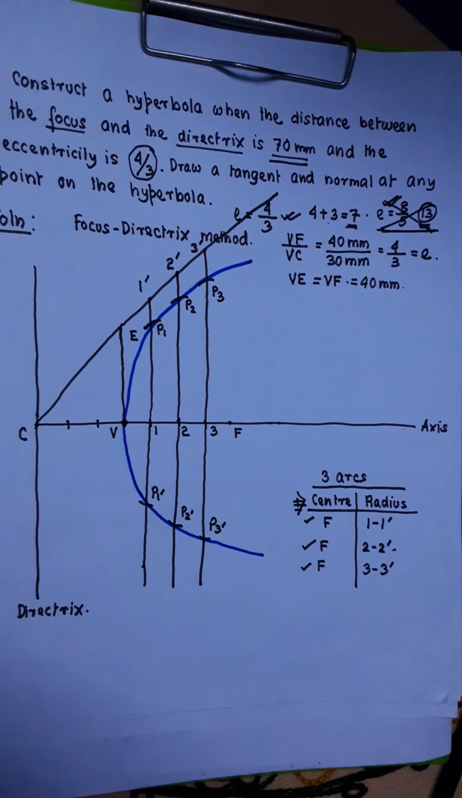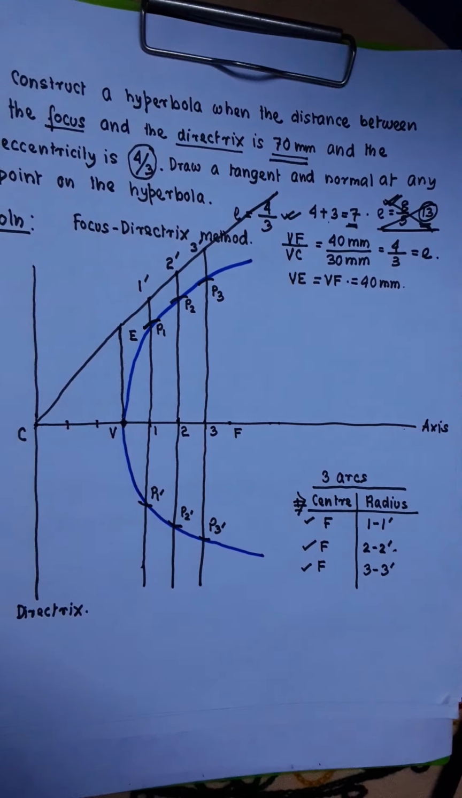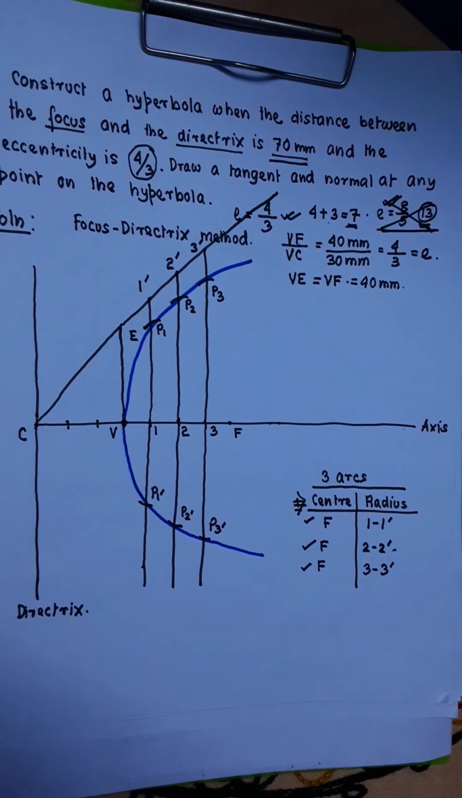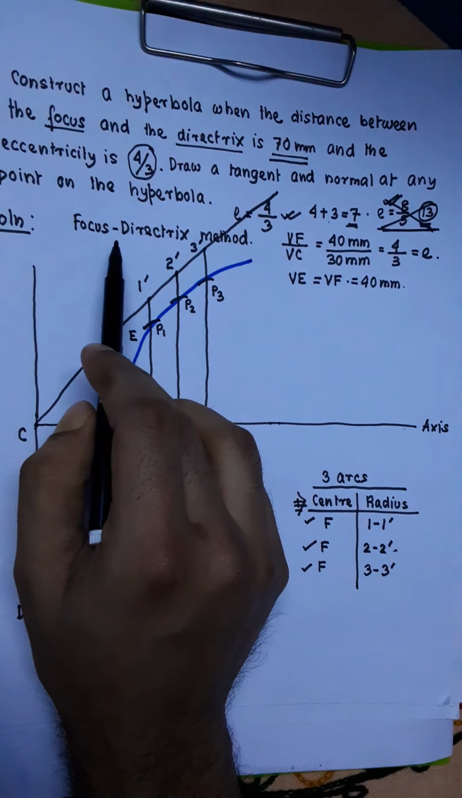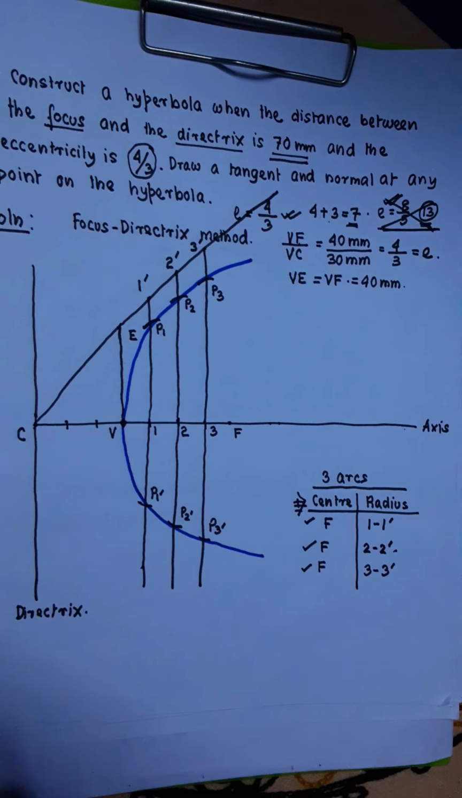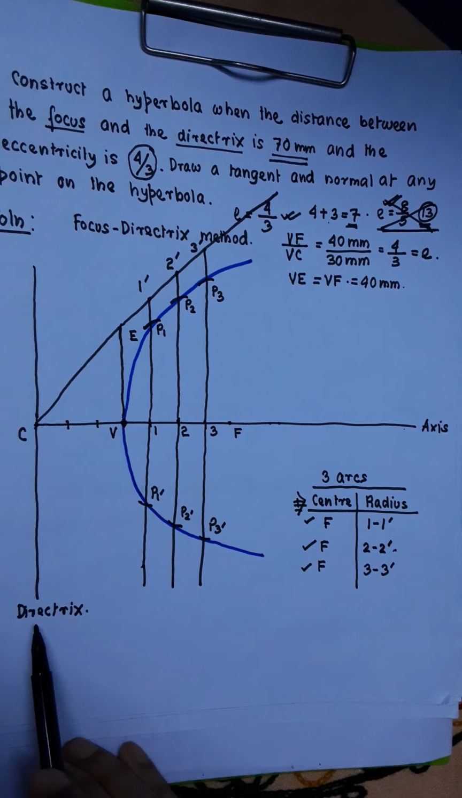Okay, so I am again repeating the different steps which were followed to construct this hyperbola by the focus directrix method. Then I will solve the second part of the question where you have to draw a tangent and normal at a chosen point on the hyperbola. So that part I am coming a bit later. Before that, let me summarize the different steps which we followed for constructing this hyperbola with the given information by following the focus directrix method. The first thing that we did was we drew a vertical line and called it as the directrix.